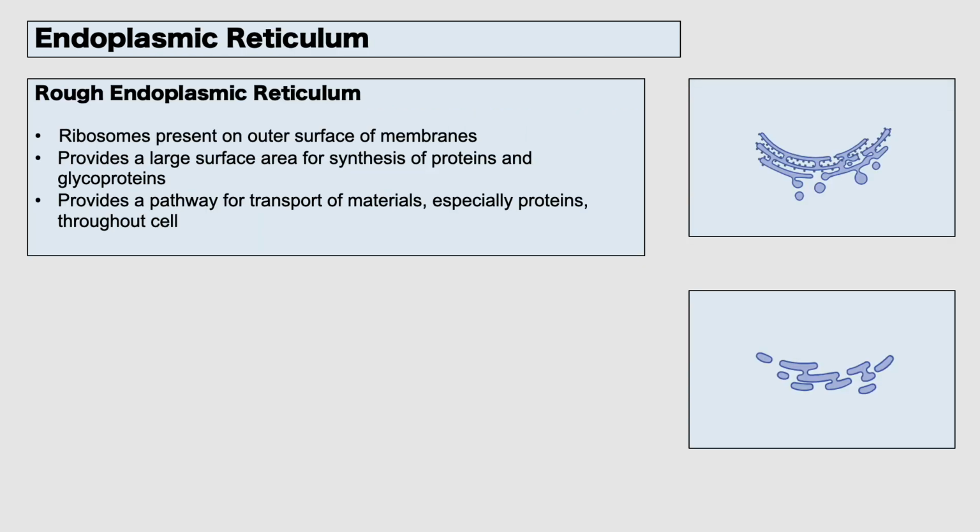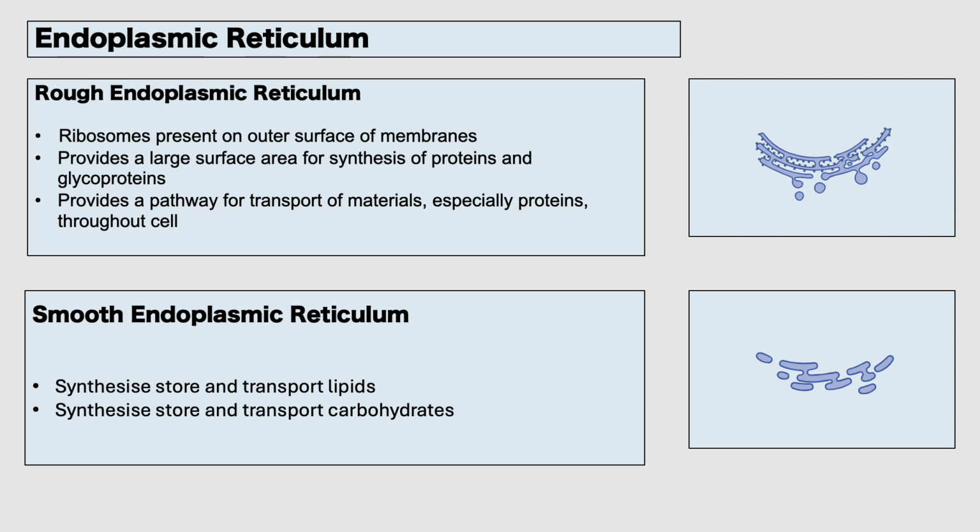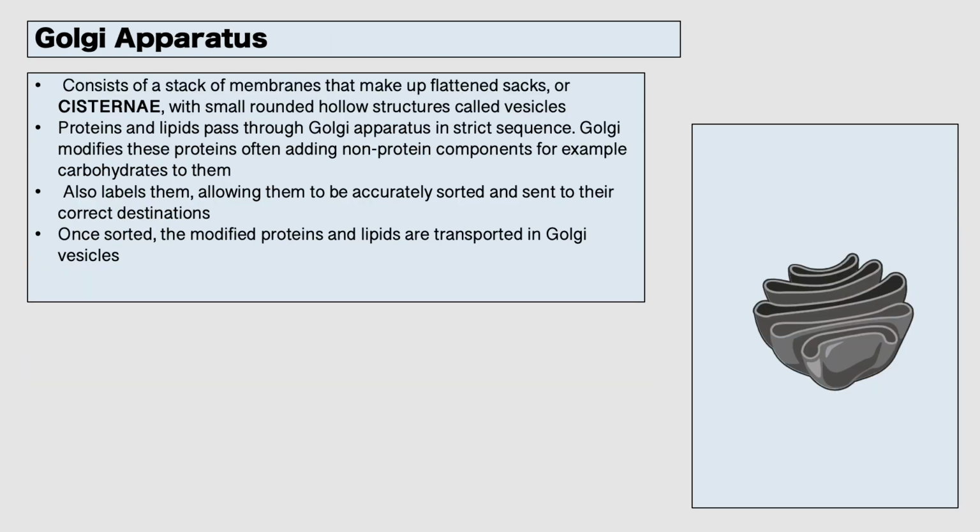With the rough endoplasmic reticulum, ribosomes are present on the outer surface of the membrane. It provides a large surface area for the synthesis of proteins and glycoproteins, and it provides a pathway for the transport of materials, especially proteins, throughout the cell. The smooth endoplasmic reticulum synthesizes, stores, and transports lipids and carbohydrates.